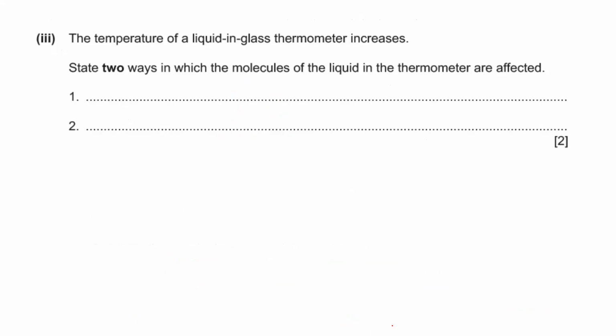So then part 3, it says the temperature of a liquid in a glass thermometer increases. State two ways in which the molecules of the liquid in a thermometer are affected. So the temperature has been increased, so the molecules basically will start vibrating more vigorously. So there are multiple things we can write. Molecules have more vibrations, move far apart from each other.